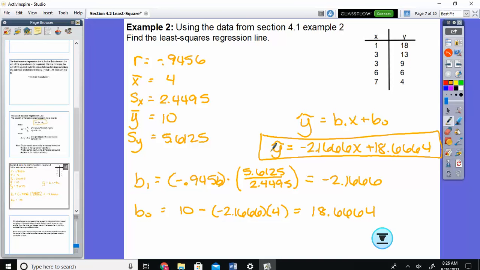So again, not every point in your scatter diagram is going to fall on this because we know it's not perfectly linear, but this is the best line we can get. Alright, so it's really just a matter of plugging those numbers into a nasty looking formula. Is everybody okay with how I got that?